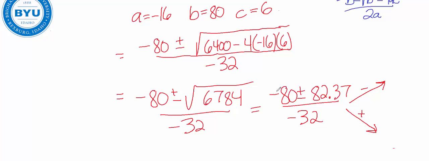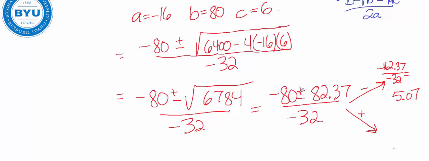So here we go, negative 80 minus 82.37. I'm going to find out what that is. That's negative 162.37 all over negative 32. Now I divide that by negative 32 and I get the answer of 5.07. Now let's do the plus answer.